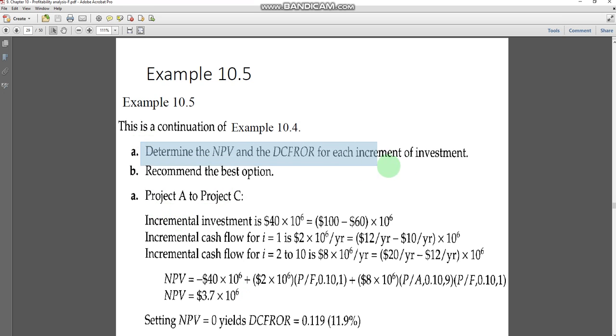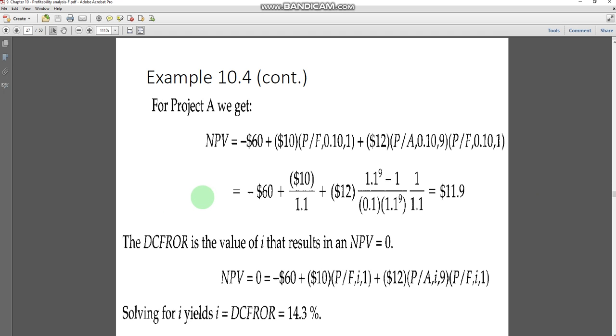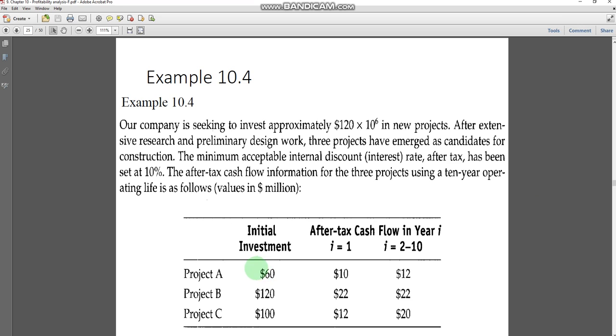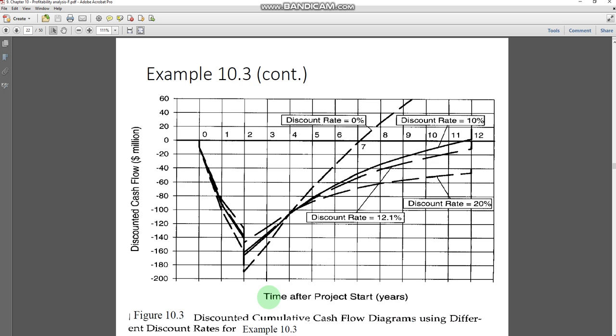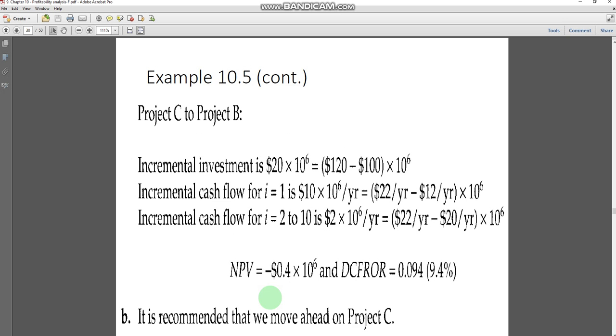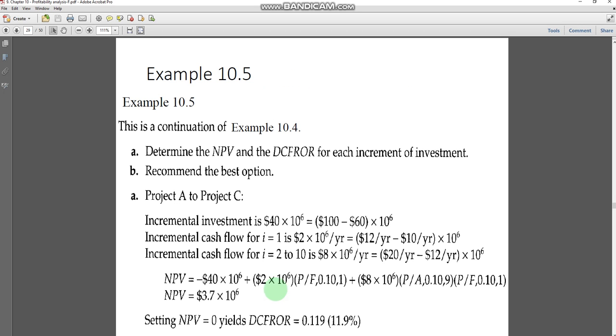So determine the net present value and the discounted cash flow rate of return for each increment of investment. Now here we will talk about only the increment: project A to project C. For project A, you have $60 million. Now for project C, you have to invest $100 million. So the difference is $40 million, right? So you can see this one is the $40 million, which is an increment here.